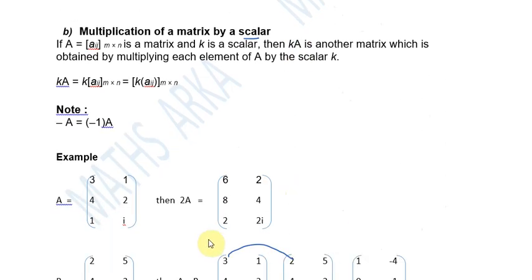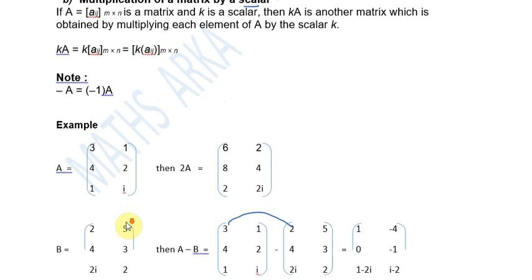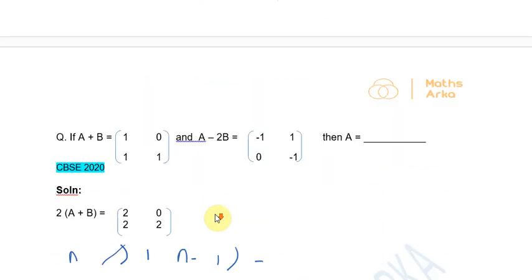Then multiplication of a matrix by a scalar. So the matrix is A and we multiply it with 2. 2 is the scalar number. Then each of the elements would be multiplied with this scalar quantity. So 3 multiplied by 2, 1 multiplied by 2, 4 with 2, 2 by 2, and 1 by 2. So we get the result.